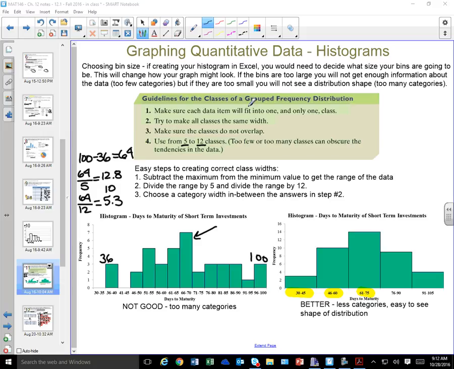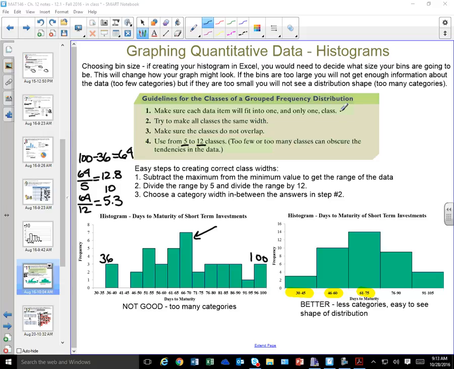Okay. So if you don't want to just guess what size to use for your data, we can go by these steps. First, make sure each data item will fit into one and only one class. What that means is, you don't want one class to go from 10 to 20 and the next from 20 to 30, right? Because then where would 20 go? Would it go in 10 to 20 or 20 to 30? So just make sure you do 10 to 19, 20 to 29, etc.